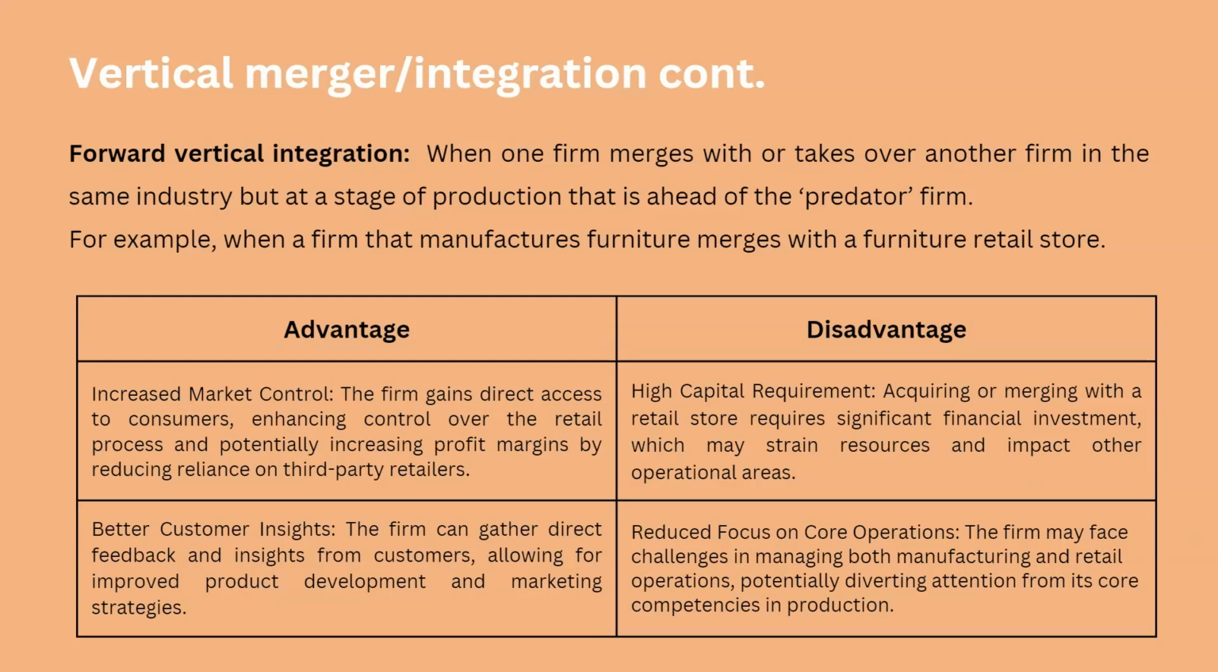Advantages: increased market control. The firm gains direct access to consumers, enhancing control over the retail process and potentially increasing profit margins by reducing reliance on third party retailers. So, first, the business used to sell it to retailers at a wholesale price, and they couldn't benefit from the retail price, which is, of course, higher than the wholesale price. But if you are manufacturing furniture yourself and then selling it to someone, you can benefit from the retail price. So in that case, you have more market control because you can decide how much you want to sell it for, and also you can benefit from the profit margin.